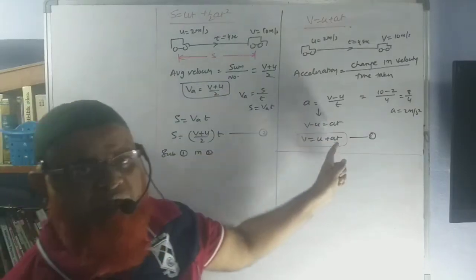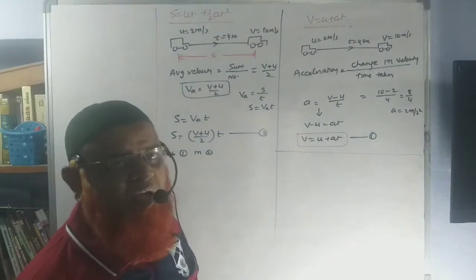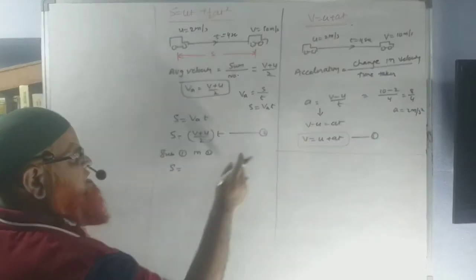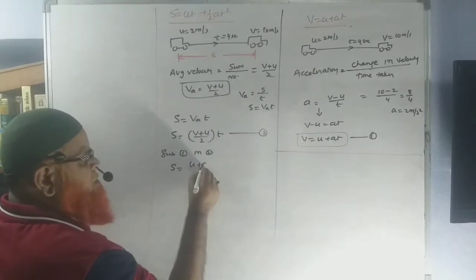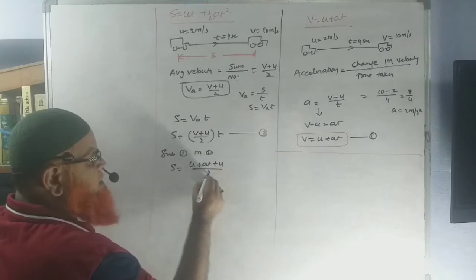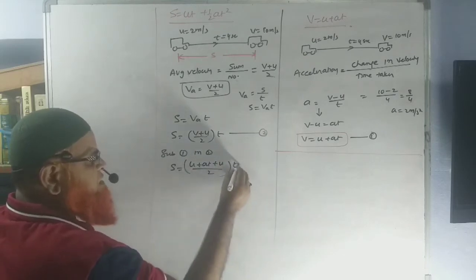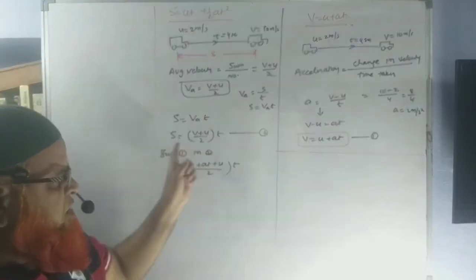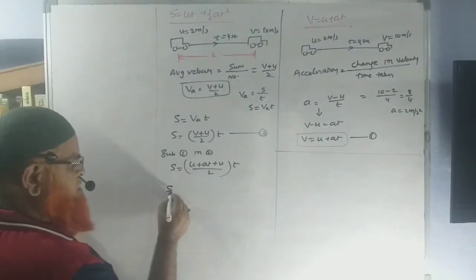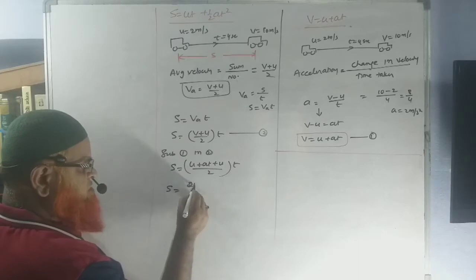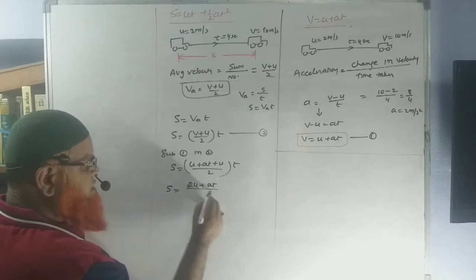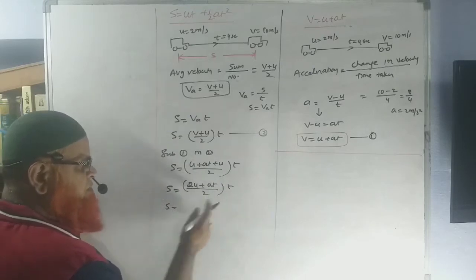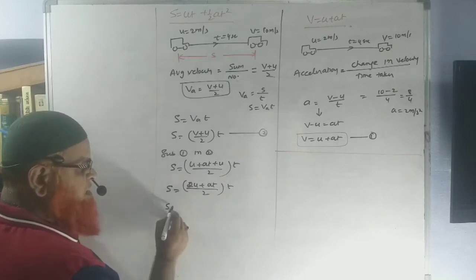Let us substitute this equation over here. Let us see what I am going to get now. So s is equal to (v is u plus at), so u plus at plus u, divided by 2, into t. This is going to be the formula. Just substituting the v value here, what are you going to get? So s is equal to u plus u is 2u plus at, whole divided by 2, into t. Let me multiply t here also.